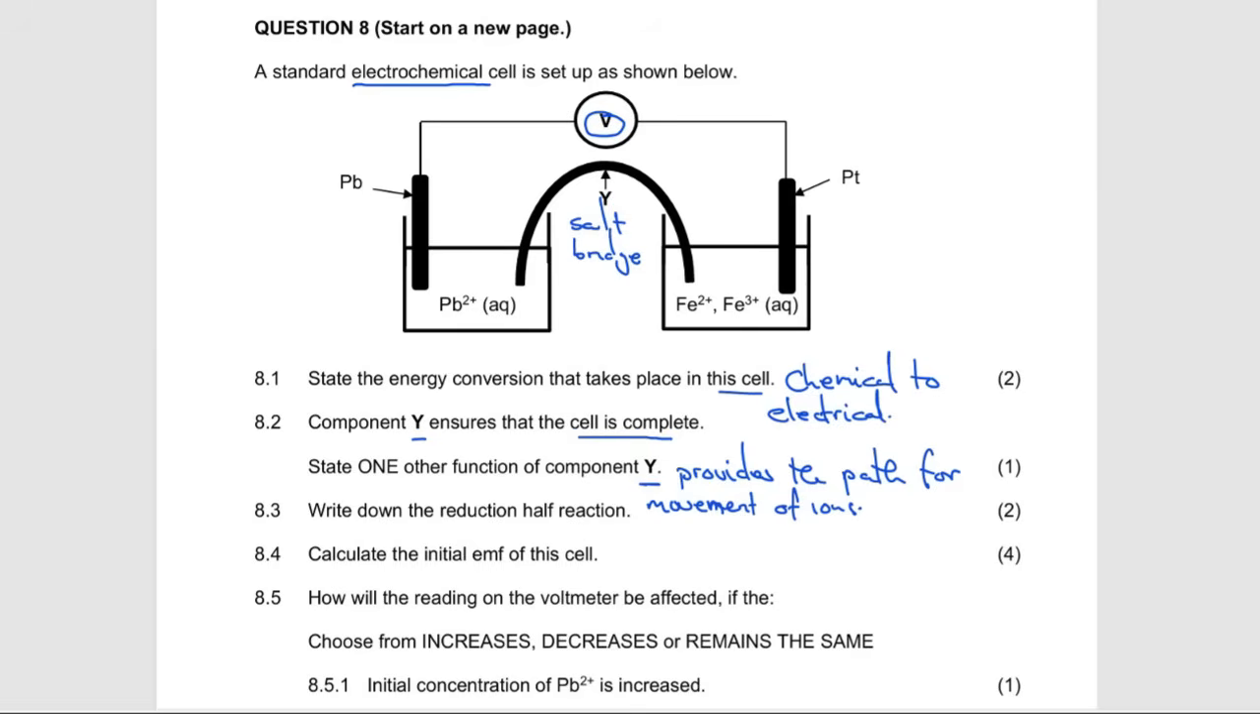Now they are asking us in 8.3 to write down the reduction half reaction. So remember, reduction, by definition, is the gain of electrons, right? So now we're going to look at this one. Our reduction half cell there, we're going to have our Fe. Then our Fe in terms of our reduction is going to be Fe3+ plus an electron, then to give us an arrow there of what?